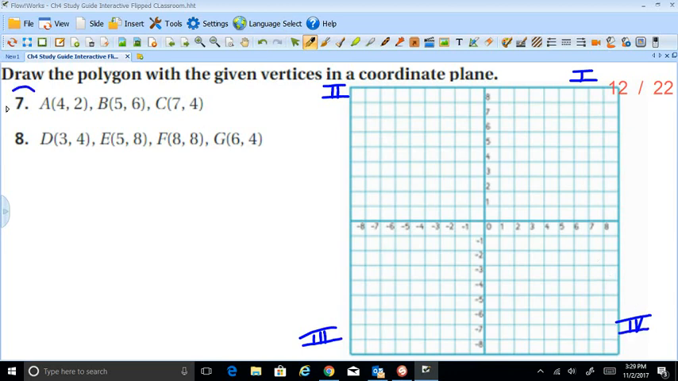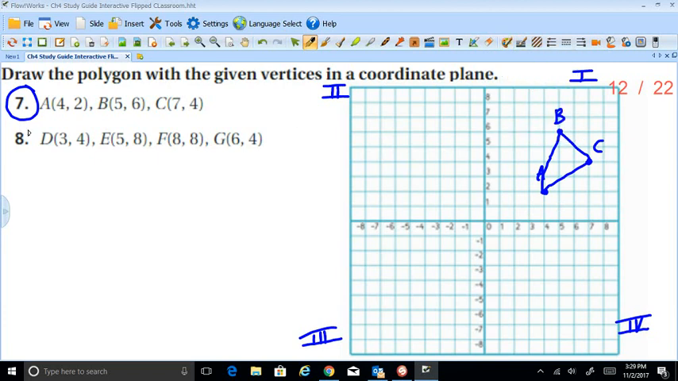So I'm looking at question number 7 here. I want to plot point A at 4, 2. Always starting at the origin in the center, 0, 0. Over and then up or down. So over to 4, up to 2, plot it, label it A. B is at 5, 6. Over to 5, up to 6, plot it, label it B. And C is at 7, 4, over to 7, up to 4, label it C. Connect your dots carefully with a straight line if you can, and we have a triangle.